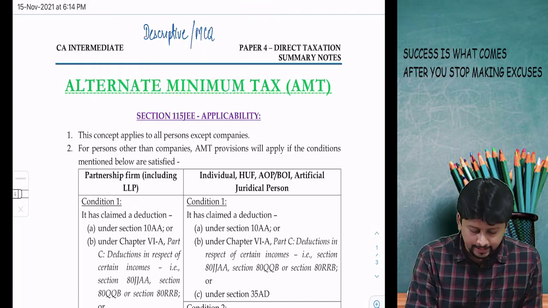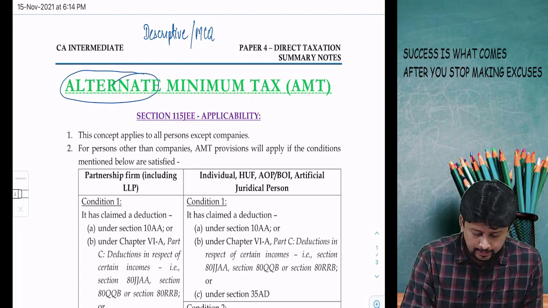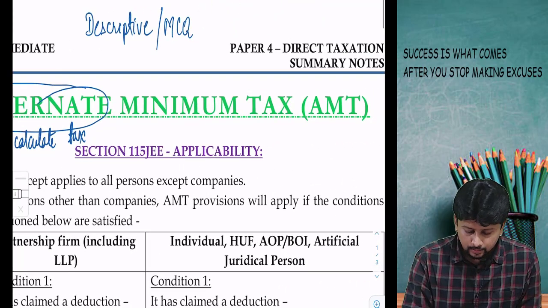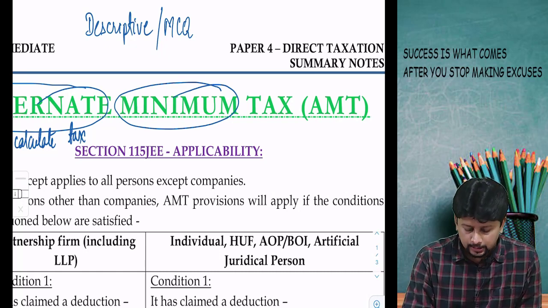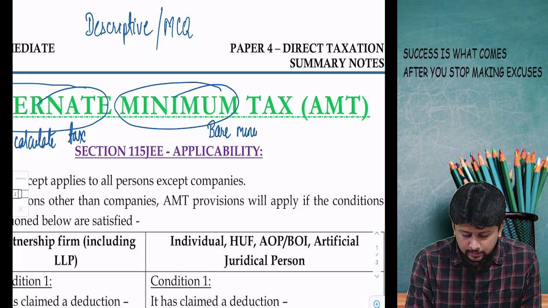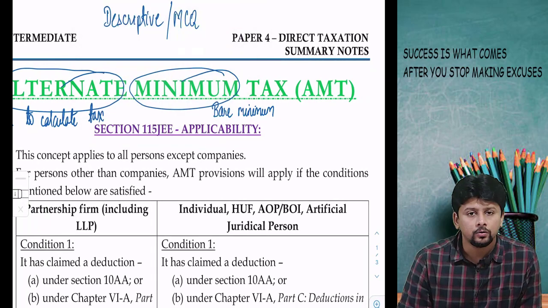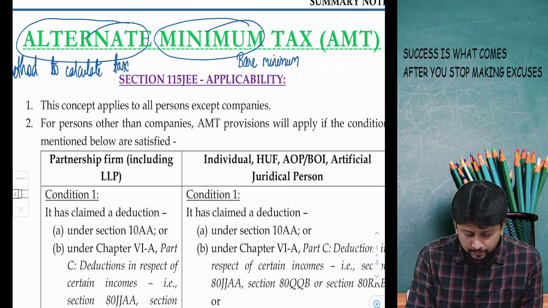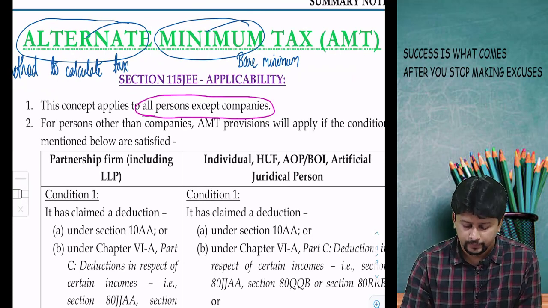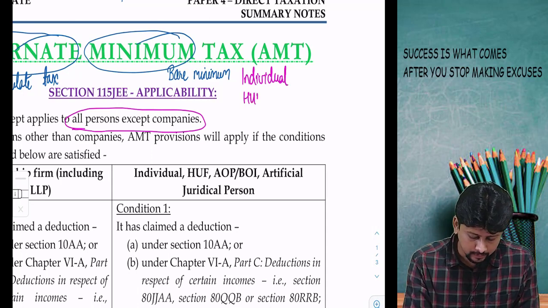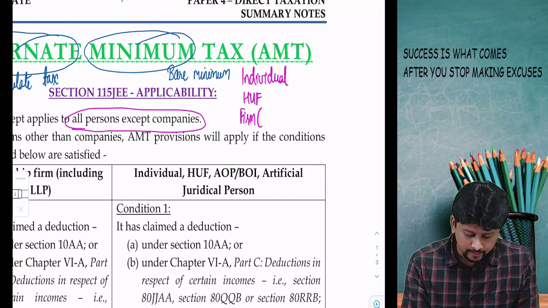It says alternate minimum tax. So the word alternate means it is an alternate method to calculate income tax payable. It is the minimum amount of tax that you will have to pay. This is the bare minimum that the assessee will have to pay to the government. Now, first of all, does this concept apply to all assessees? No. This concept applies to all persons except companies. So to put it in accurate terms, individual will be covered, HUF is covered, partnership firm is covered, and we are aware that when we use the term partnership firm, it includes a limited liability partnership also.